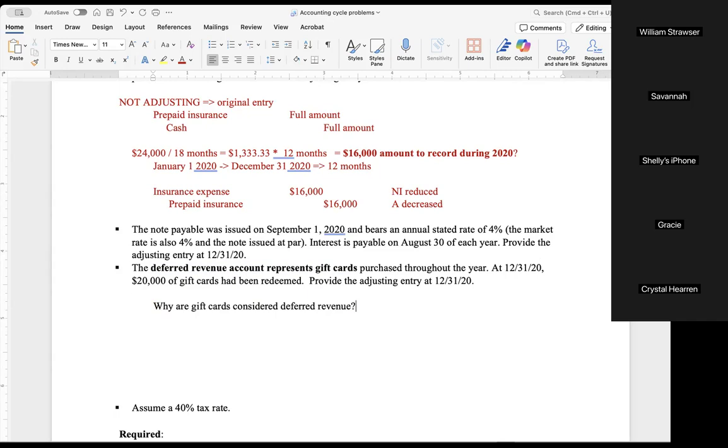Have they been used yet? Right. It's a good question. So let's say they are considered deferred revenue when they haven't been used. Deferred means I haven't done it yet. I've deferred on it, right? So why have I not recorded revenue yet? Is maybe even a better way of saying this. Because they haven't been used.